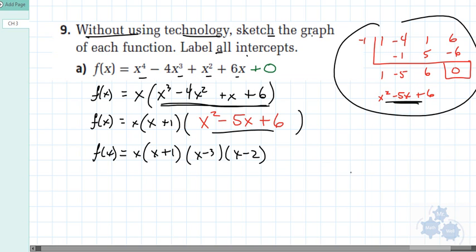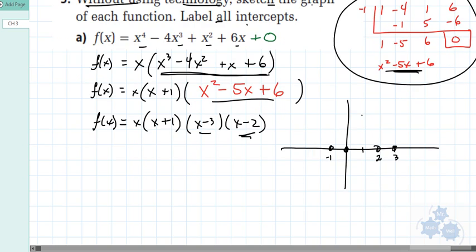Now this represents zeros of x equals 0, x equals negative 1, x equals positive 2 for this one, and x equals positive 3 for this one here. So 0 is also our y-intercept. We saw that here, and we see that from one of the factors too. So if you missed it up here, you'll be able to see it here once you get it all factored.